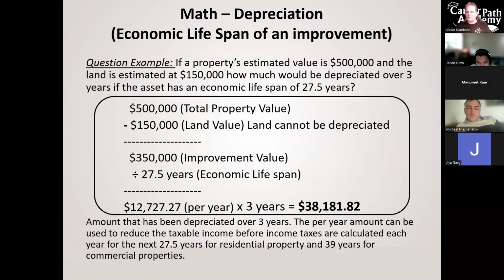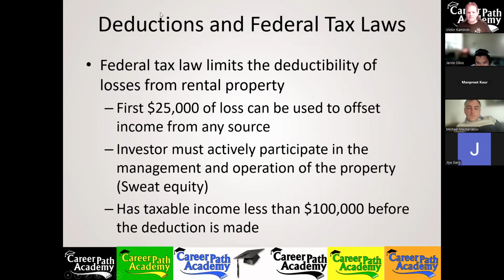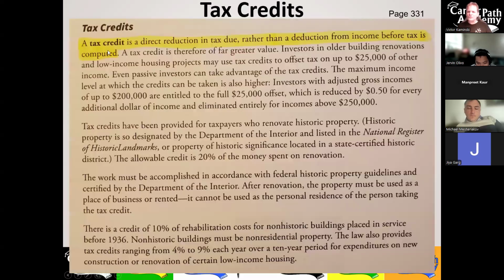like the depreciation of your assets. This will reduce your taxable income before you compute your taxes, right? Whereas a tax credit is a direct deduction in what you owe in taxes rather than trying to do the calculations. So it's much more valuable.